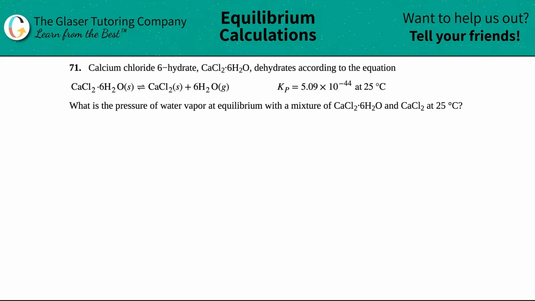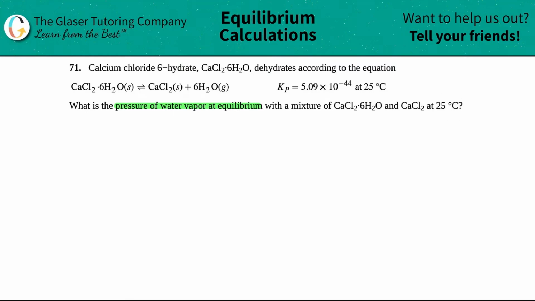Number 71, calcium chloride hexahydrate, which is CaCl2·6H2O, dehydrates according to the equation. And then they give us this equation here. They tell us that it has a Kp value of 5.09 times 10 to the negative 44th at 25 degrees Celsius. And here comes the question. It says, what is the pressure of the water vapor at equilibrium when we have a mixture of the calcium chloride hexahydrate and the calcium chloride, the CaCl2, at 25 degrees Celsius?